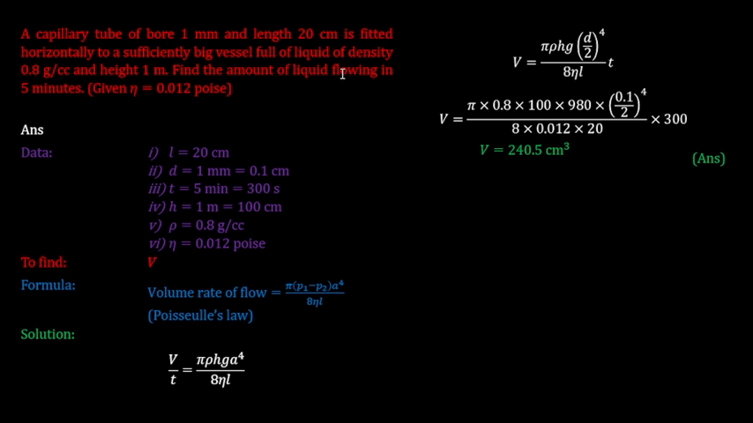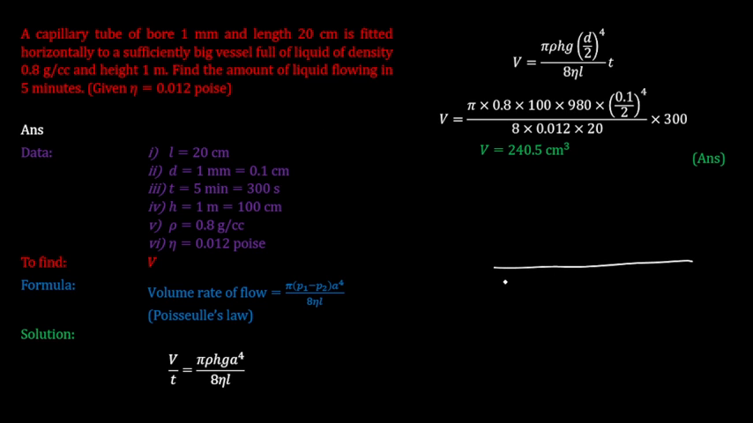Next problem, this is easy problem. A capillary tube of bore 1 millimeter, that is the diameter, and has a length of 20 centimeter, is fitted horizontally to a sufficiently big vessel full of liquid of density 0.8 gram per cubic centimeter, height is 1 meter. Find the amount of liquid flowing in 5 minutes. So again this setup corresponds to Poiseuille's law.